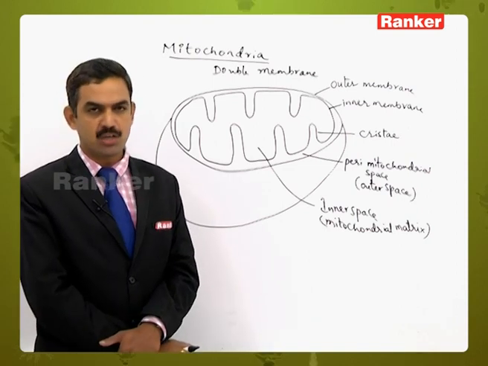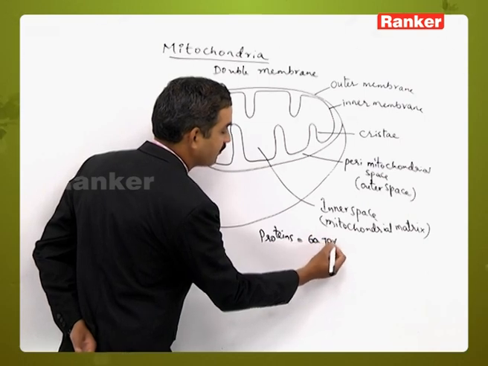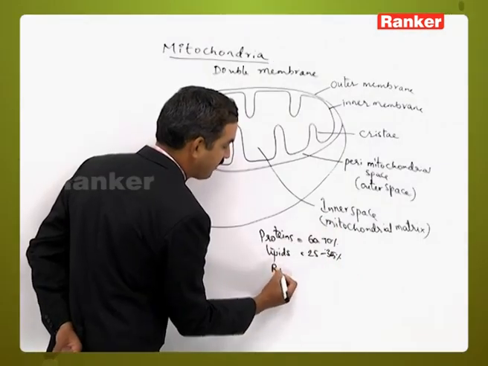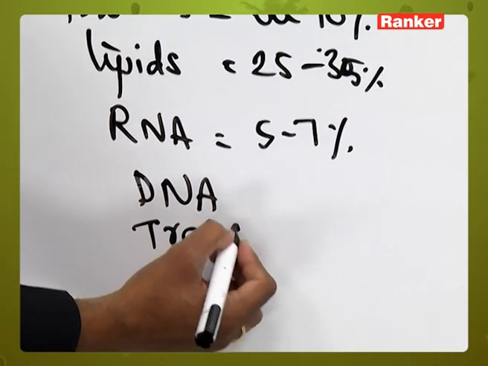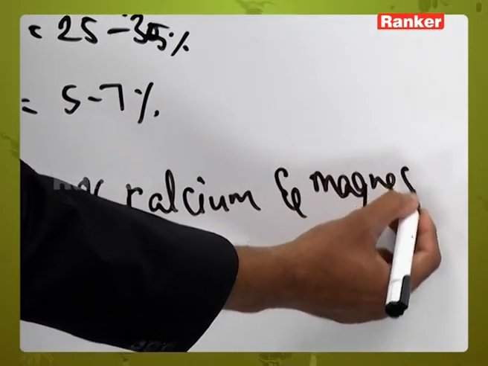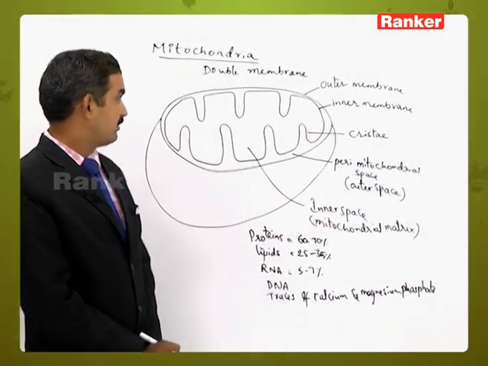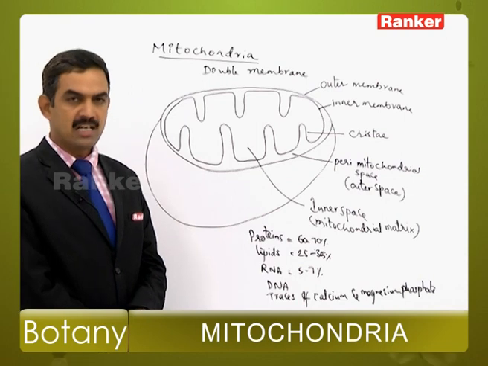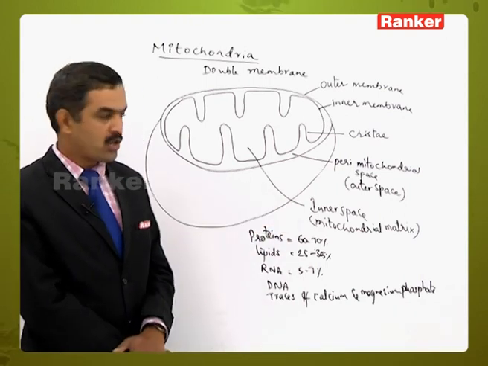The chemical composition of the mitochondria is made up of proteins, accounting for 60 to 70%, lipids accounting for 25 to 35%, RNA with 5 to 7%, a little amount of DNA, and traces of calcium phosphate and magnesium phosphate. These are the minerals present in them. This is the chemical composition of the mitochondria. The majority of the proteins and lipids are part of the membranous structures. Apart from that, some amount of proteins and lipids along with the RNA, DNA, and calcium and magnesium phosphates are present in the inner space. Majority of them are present in the inner space.